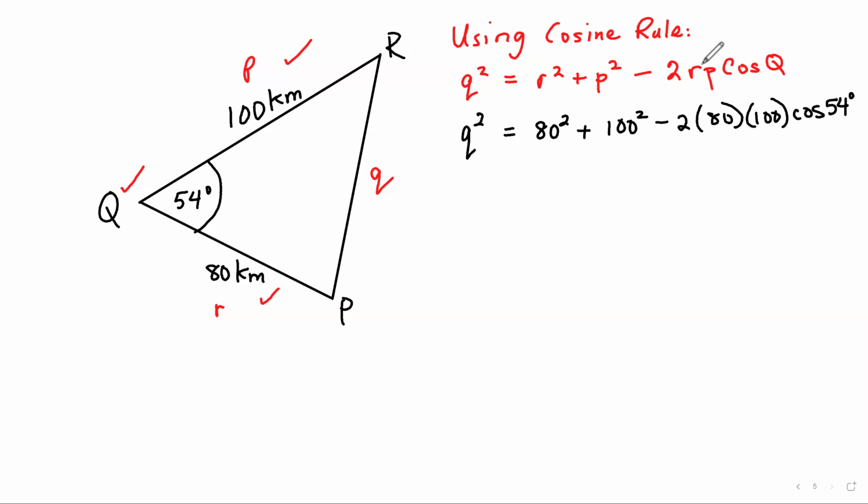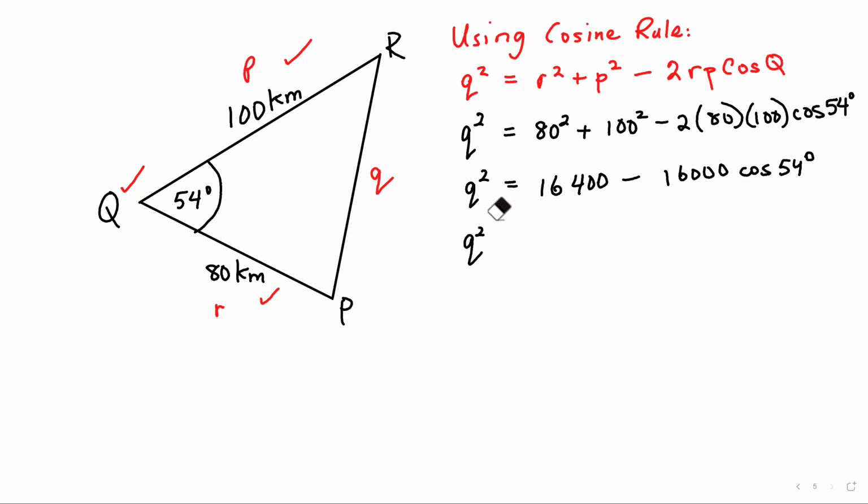You can do two things. You can either work it out individually. So you could do 80 squared plus 100 squared, which will give me 16,400, minus 2 times 80 times 100, which is 16,000, by cos of 54 degrees, right? And then that would give me, so you could type this in directly.